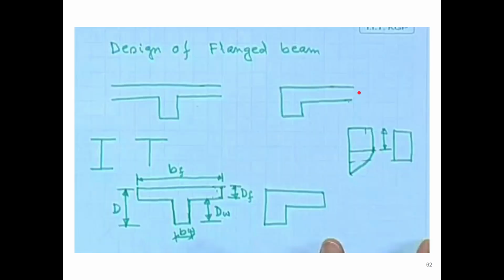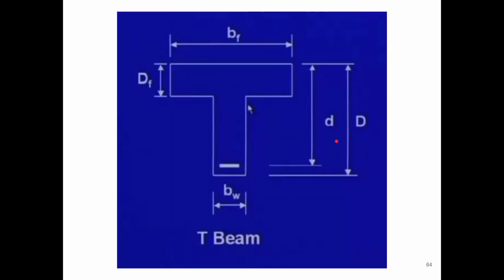Now let us go to the third topic, which is the design of flange beams. These are some of the parameters which are required. This is the width of flange, this is total depth, this is depth of flange, this is depth of web, this is width of web. We'll discuss in the coming slides. So let us start then.